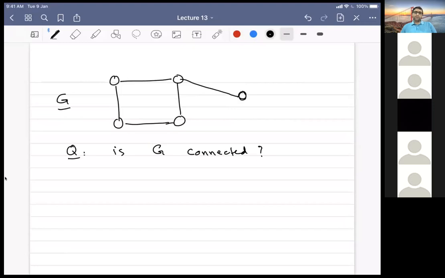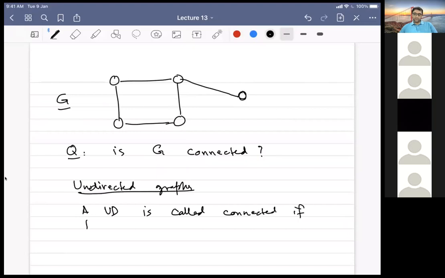So we are talking about an undirected graph. We say that an undirected graph is called connected if there exists a path between any pair of vertices. So if there exists a path between any pair of vertices, then we say that the graph is connected.